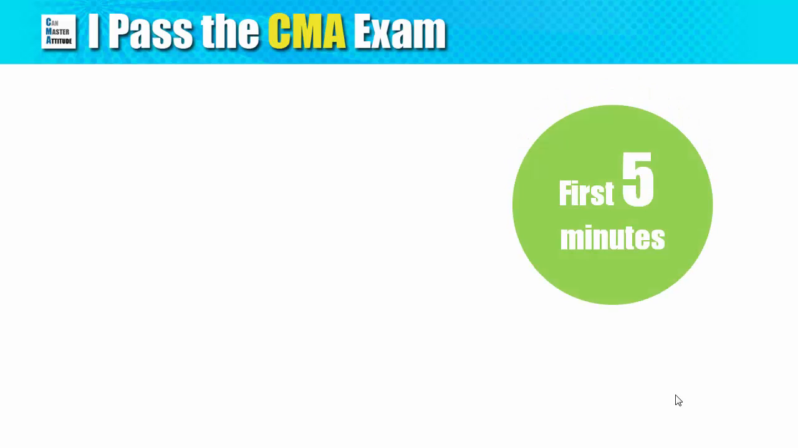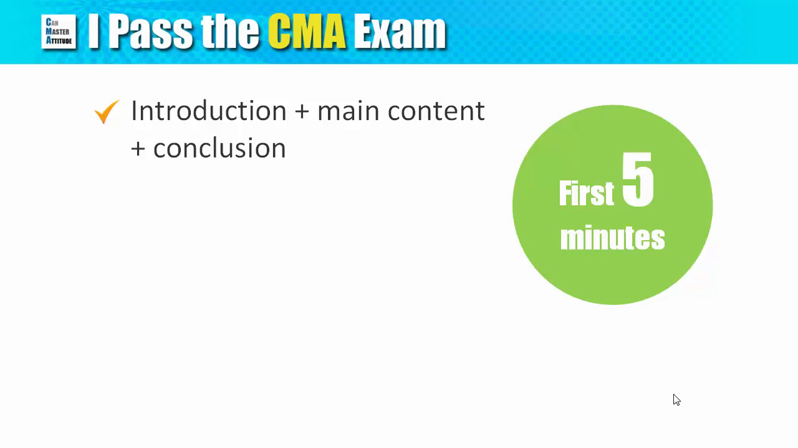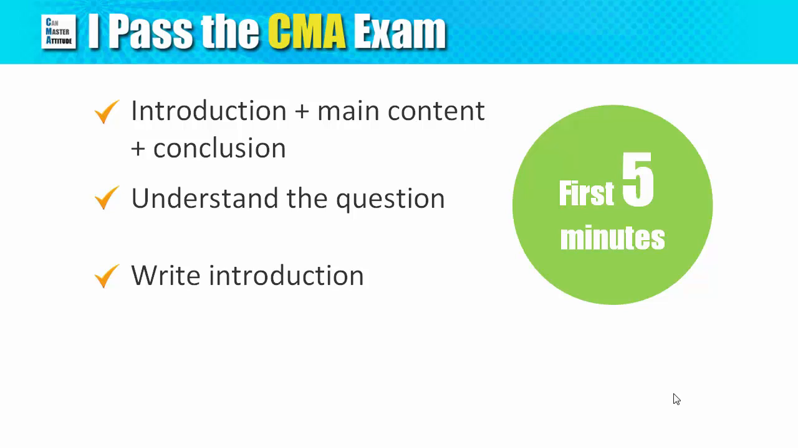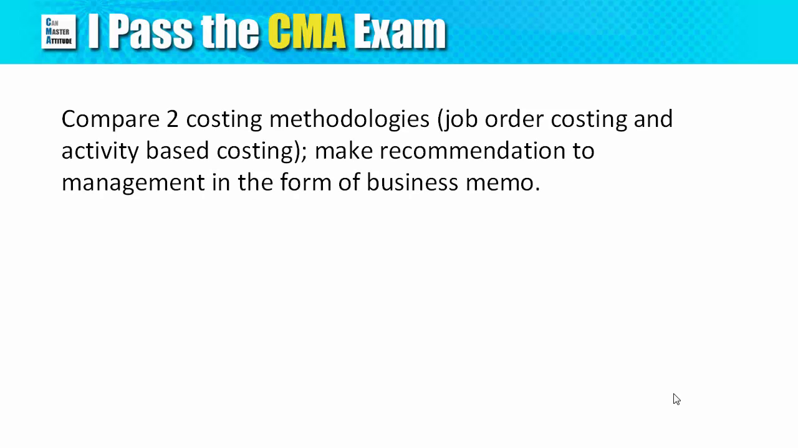The first 5 minutes. A typical business writing consists of an introduction, main content, and conclusion. Spend the first 5 minutes understanding the question, write the introductory paragraph, and brainstorm keywords. For example, the question asks you to compare 2 given costing methodologies, that is, job order costing and activity-based costing, and make a recommendation to the management of a particular organization in the form of a business memo.